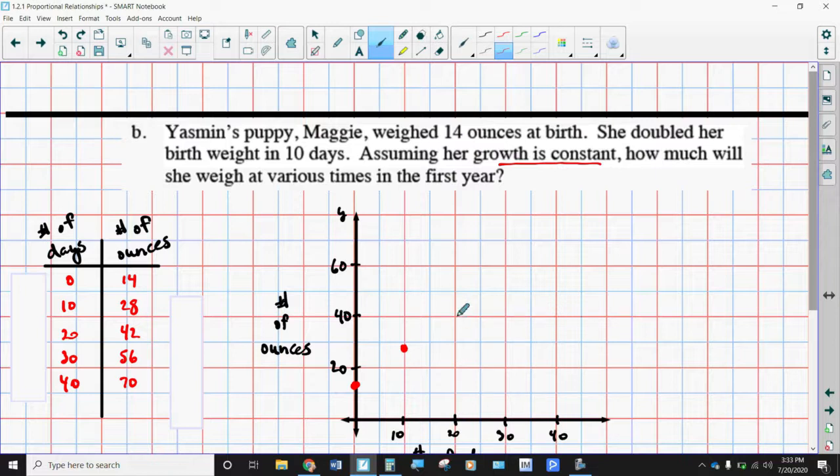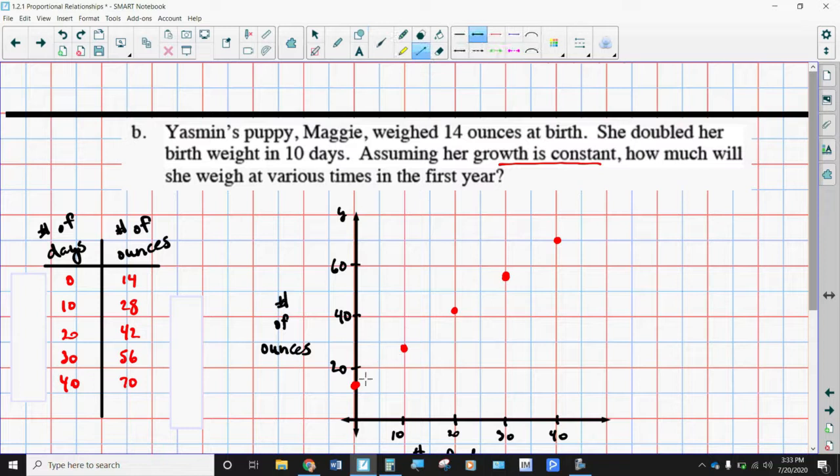20 is 42. And because it did say constant growth rate, I'm expecting a straight line here, right? Every 10 days goes up 14 pounds. 10 days, 14 pounds puts me right around 56, is right there. And 10 days, 14 pounds.